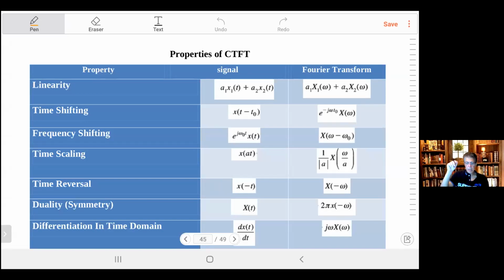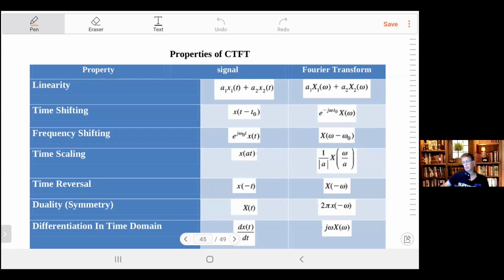Hi, everybody. In this lecture, we're going to discuss the properties of the continuous time Fourier transform. There are many properties that help us find the Fourier transform of signals without going through the integration or going through the transform pairs. So properties can be used efficiently to find the Fourier transform of some function that is related.